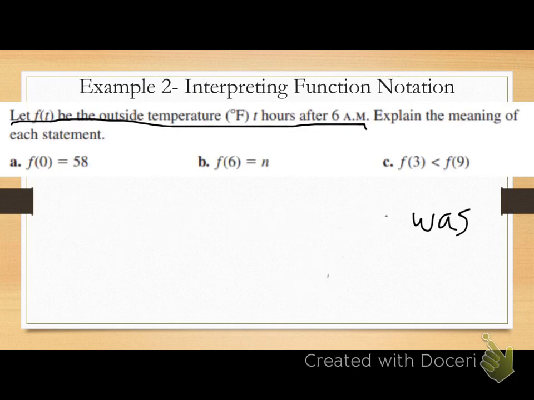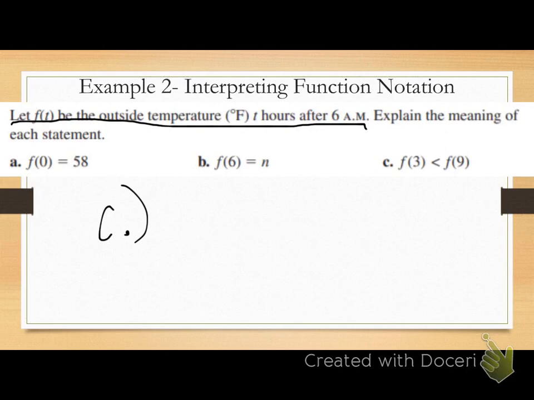And letter C, f of 3 is less than f of 9. So once again, those numbers in parentheses, 3 and 9, stand for the number of hours after 6 a.m. So f of 3 is talking about 3 hours after 6 a.m., which is 9 o'clock a.m. 9 is standing for 9 hours after 6 a.m., which would be 3 o'clock p.m.